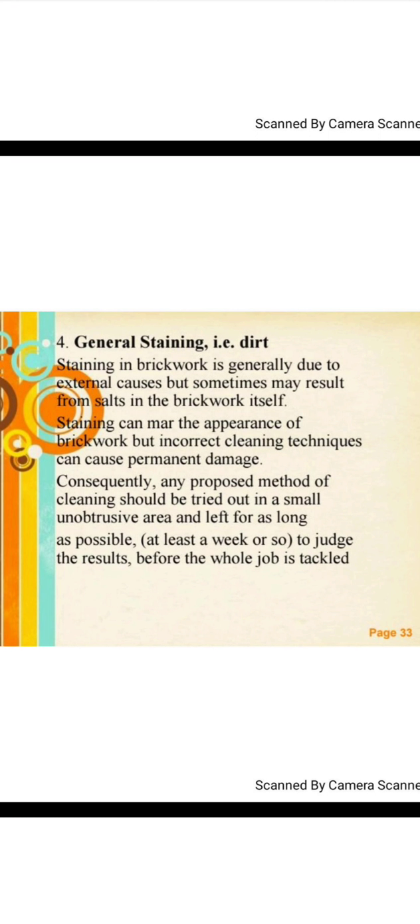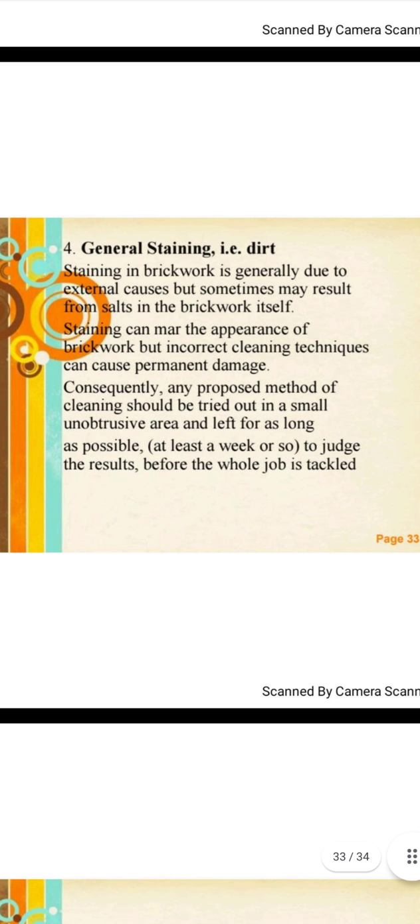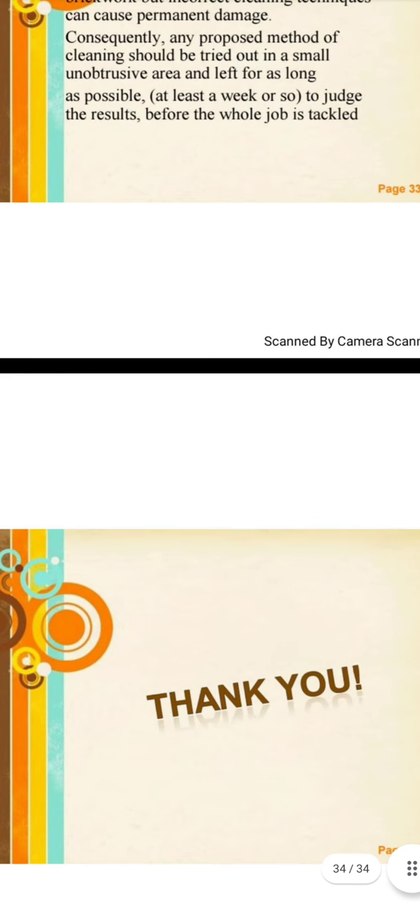Now, the general staining, that is dirt. Staining in brickwork is generally due to external causes, but sometimes may result from salt in the brickwork itself. Staining can mar the appearance of brickwork, but incorrect cleaning techniques can cause permanent damage. Consequently, any proposed method of cleaning should be tried out in a small, unobtrusive area and left for as long as possible, at least a week or so, to judge the result before the whole job is tackled.